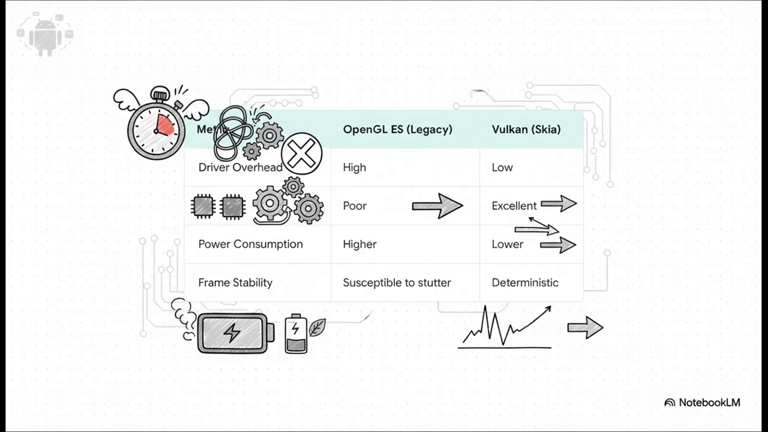When you compare it to the older OpenGL standard, it's not even a contest. Vulkan wins everywhere. It's got lower overhead, it's designed for modern multi-core processors, it even uses less power. But the key takeaway, the really crucial point, is that all this leads to deterministic, high frame rate rendering. In plain English, consistently, reliably smooth animation.